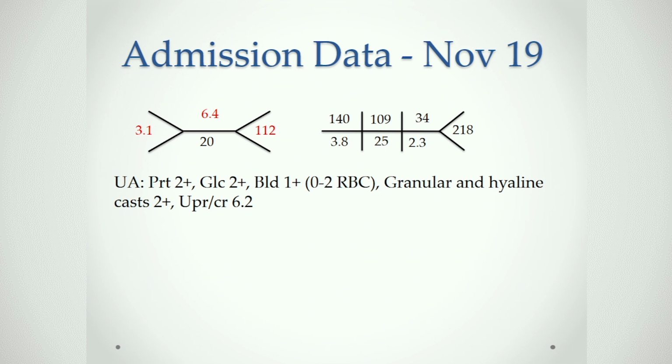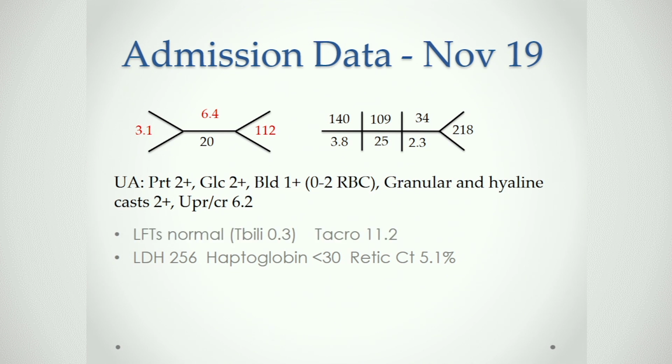His urine analysis again showed 1+ blood with no RBCs on microscopy, which made us a bit concerned. But there are times where we won't necessarily see serologic evidence for this. And you'll note that his creatinine was up to 2.3. He had an LDH that was elevated a bit and undetectable haptoglobin, which made us more concerned.